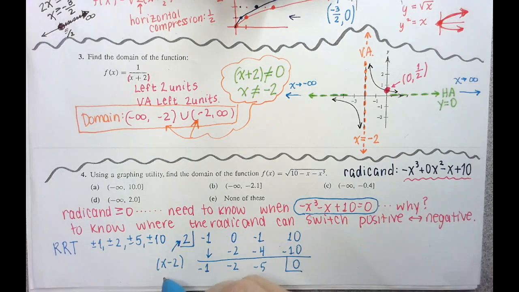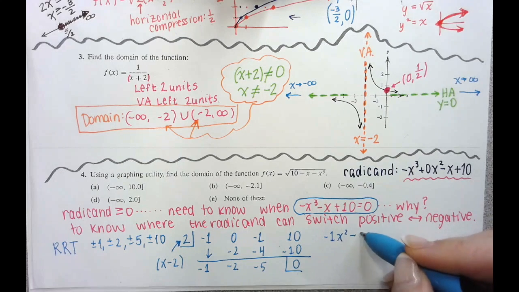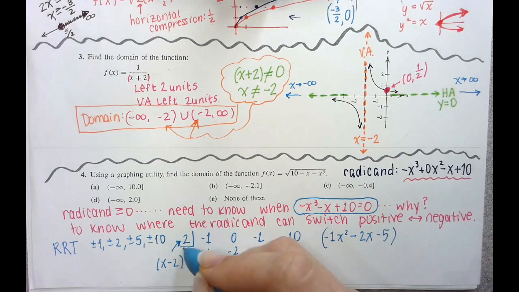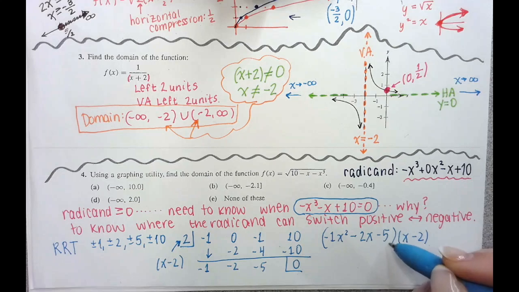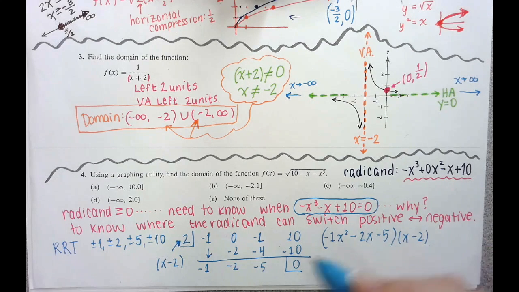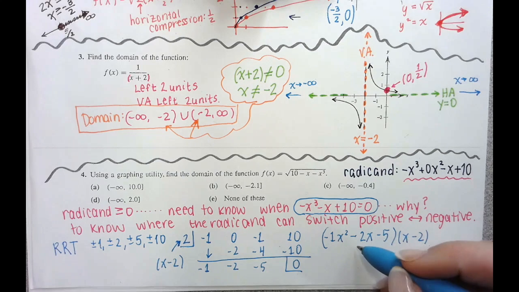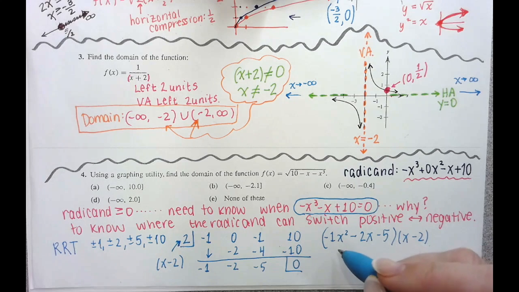Now what's left? I have negative 1 x squared minus 2x minus 5. That's a factor, and so was x minus 2. Can I factor that by hand? What multiplies to give me 5 and adds to give me 2? Nothing. So this would require the quadratic formula. However, if I'm going to get imaginary solutions, it's not really significant because I don't have any real zeros. That's the only place where it can change from positive to negative, and that's the only one I need to consider. So, what does this tell me?